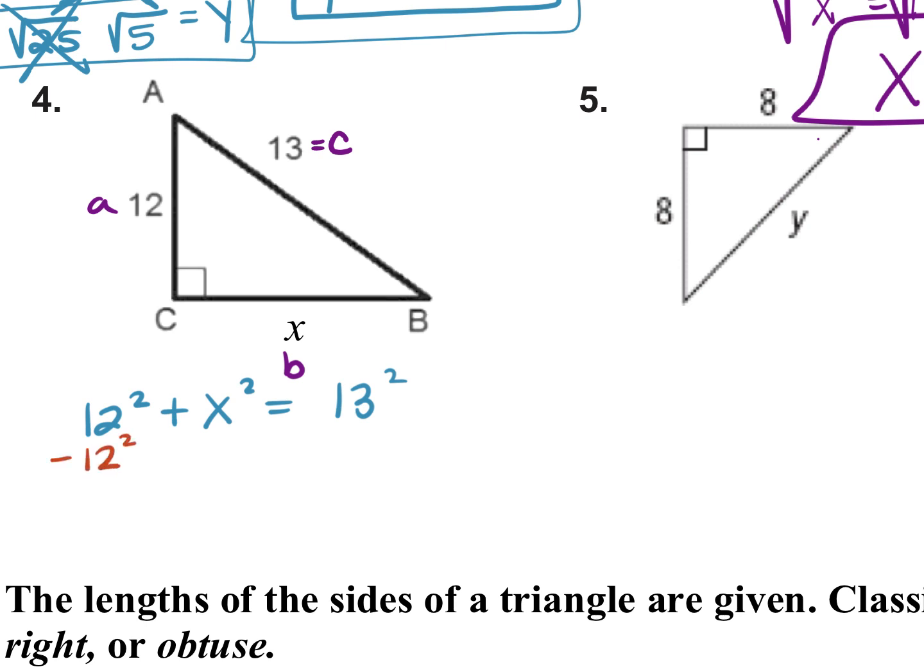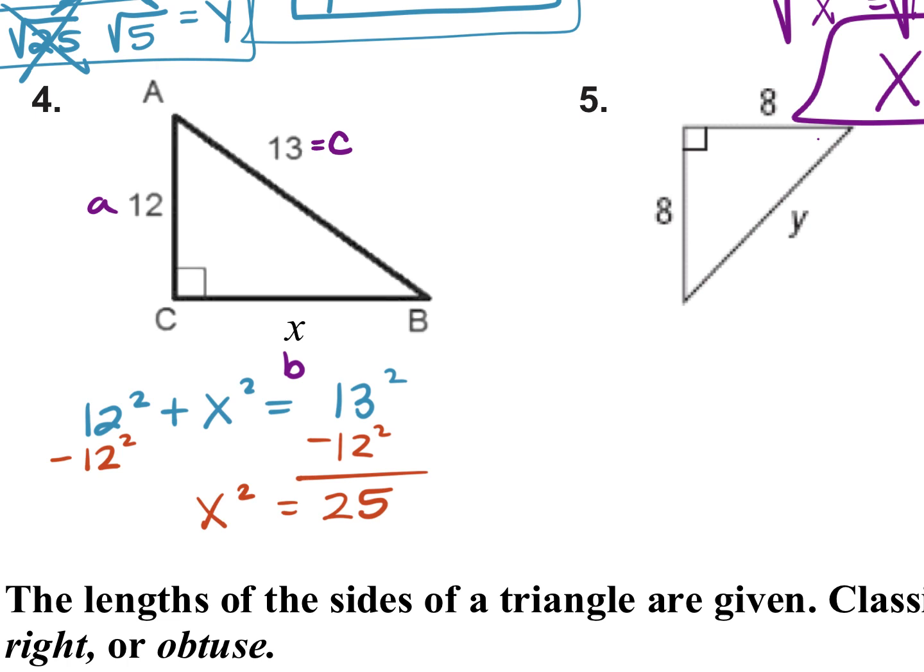So you're going to plug into your calculator 13 squared minus 12 squared, and what do you get? 25. Did you get 25? You should get 25. Okay, so you get x squared equals 25. What's your next step? You square root it, right?